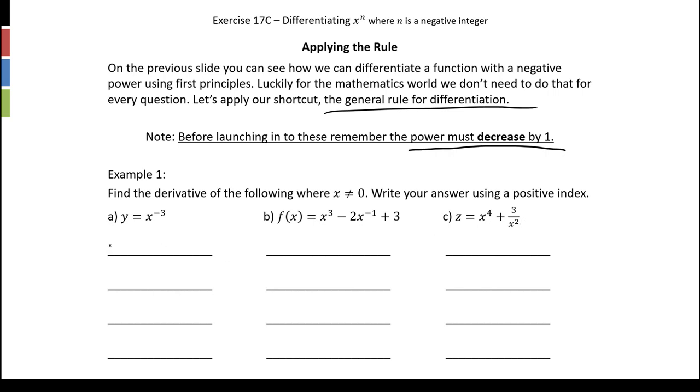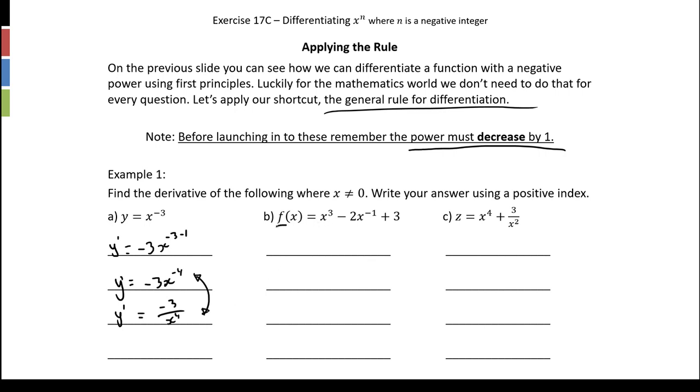So y dash is going to be equal, we multiply by the power, the negative 3 up front, x, and then we're going to have negative 3 take away 1, so y dash is equal to negative 3x to the negative 4. And if you wanted to write it with positive indices, we could do that as something like that. Okay, but either of these two is fine.